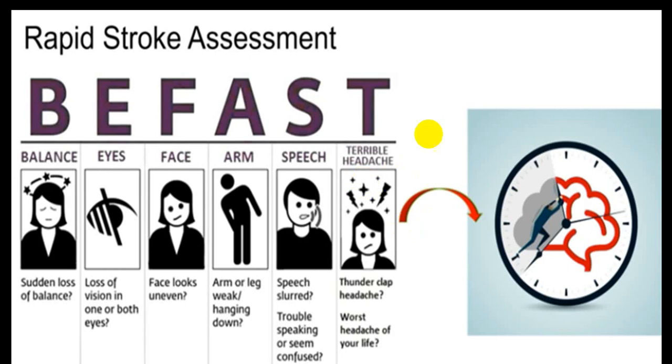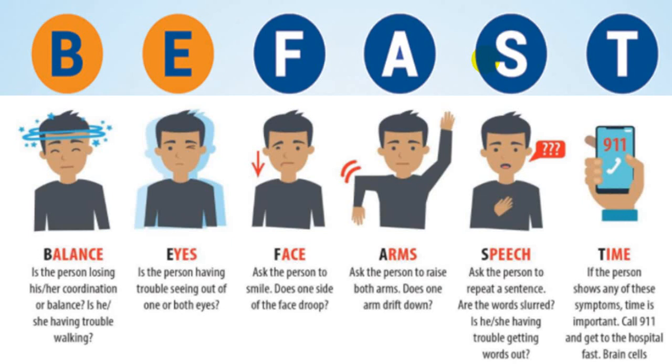Now here along with time, it is being added terrible headache, T for terrible headache. So if a person complains of a terrible thunderclap headache followed by a neurological deficit, this is also one of the findings which is in favor of stroke. So rapid stroke assessment will include FAST, BEFAST, and there is one more mnemonic. We have already mentioned balance, eye, face, arm, speech, and time.